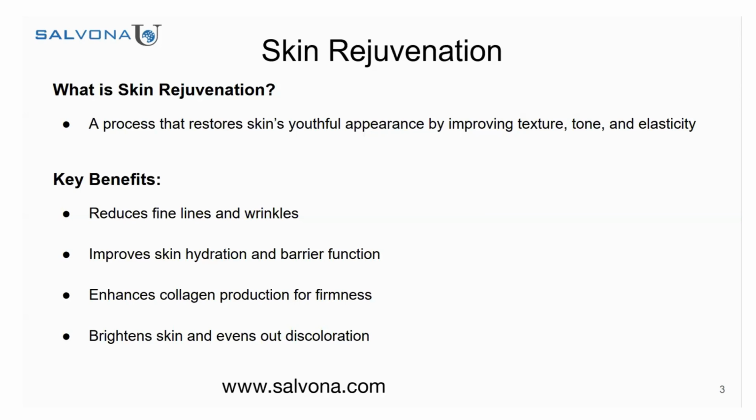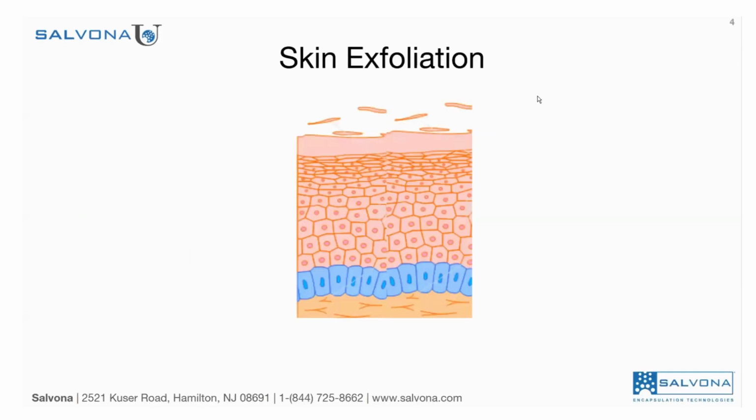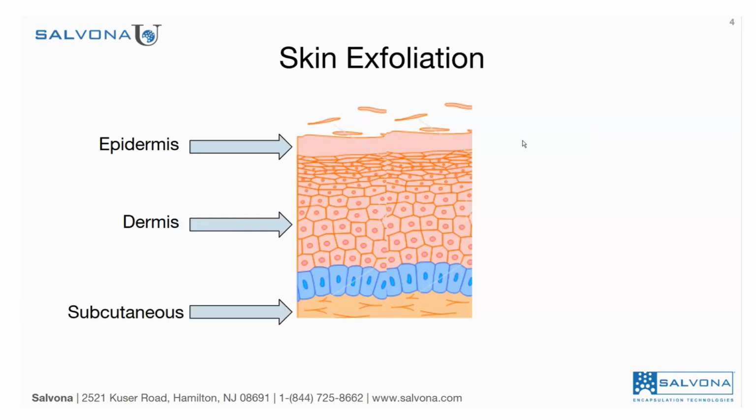And to prime the skin for rejuvenation, you must first exfoliate, with the top layer of the skin being sort of that hindering factor for skin rejuvenation. So how do we remove that limiting factor? Through exfoliation. Skin exfoliation, this is a cross section of the skin. You can see the uppermost layer, the epidermis, the dermis, and then the subcutaneous tissue. Exfoliation happens at the outermost layer or the epidermis.